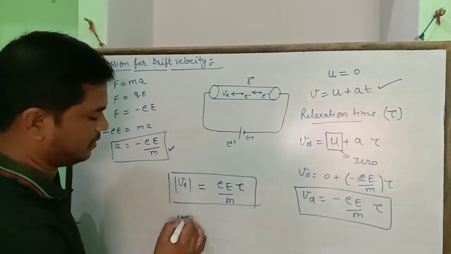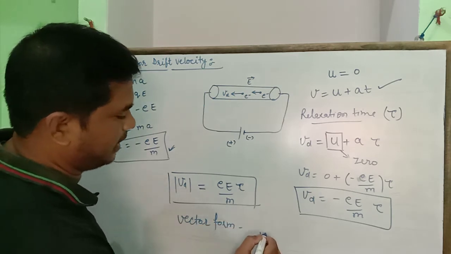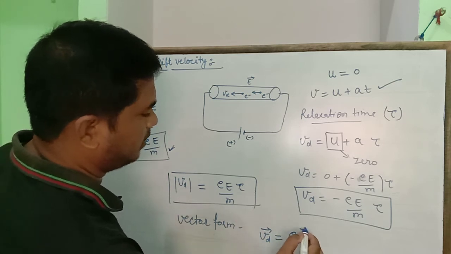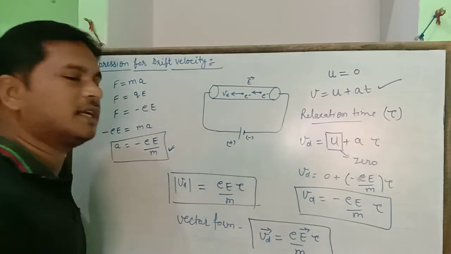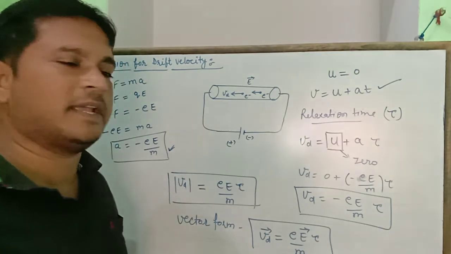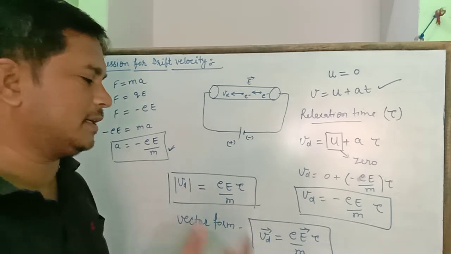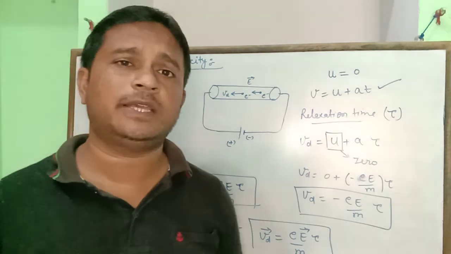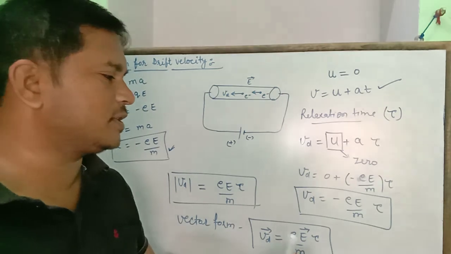In vector form, we can write here Vd vector is equal to e E vector tau upon m. Because e is the charge of the electron, it is a scalar quantity. Tau is the time, m is the mass. So all are scalar quantities, so we cannot take the vector sign. Only here capital E is the electric field. It is a vector quantity, so we take the vector sign. Okay. So this is the vector notation of the drift velocity.